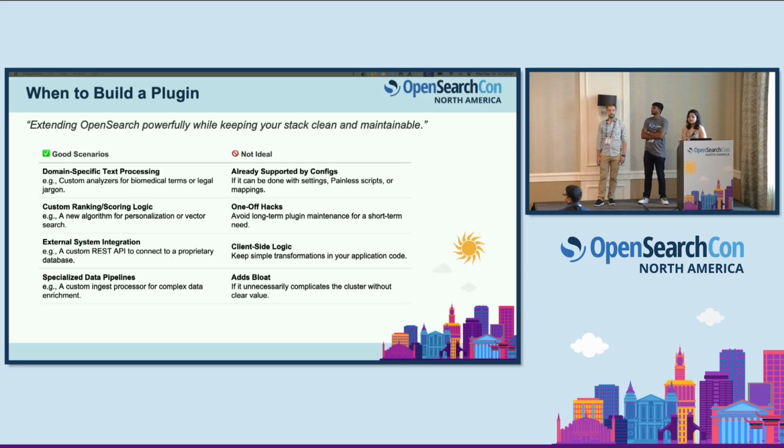Now, with all this power, it's tempting to build a plugin for almost everything. But before you start building, ask yourself, do you really need one? It's perfect to build plugins when you need domain-specific text processing, for example, custom analyzers for legal documents or biomedical terms. It's perfect when you are implementing custom ranking or scoring logic for a vector search algorithm. It is ideal for external system integration and specialized data pipelines. However, if your need can be met with existing configuration, some scripts or mappings, or if it is just a one-off requirement, a plugin might not be the right choice. The goal should be to extend OpenSearch powerfully while keeping your stack clean and maintainable.